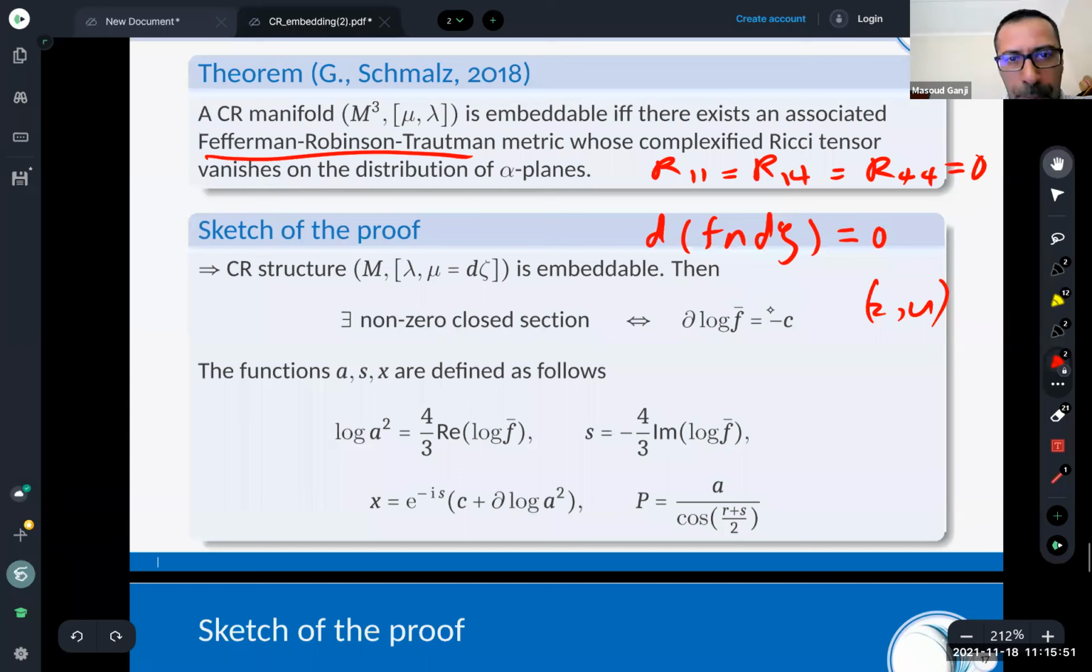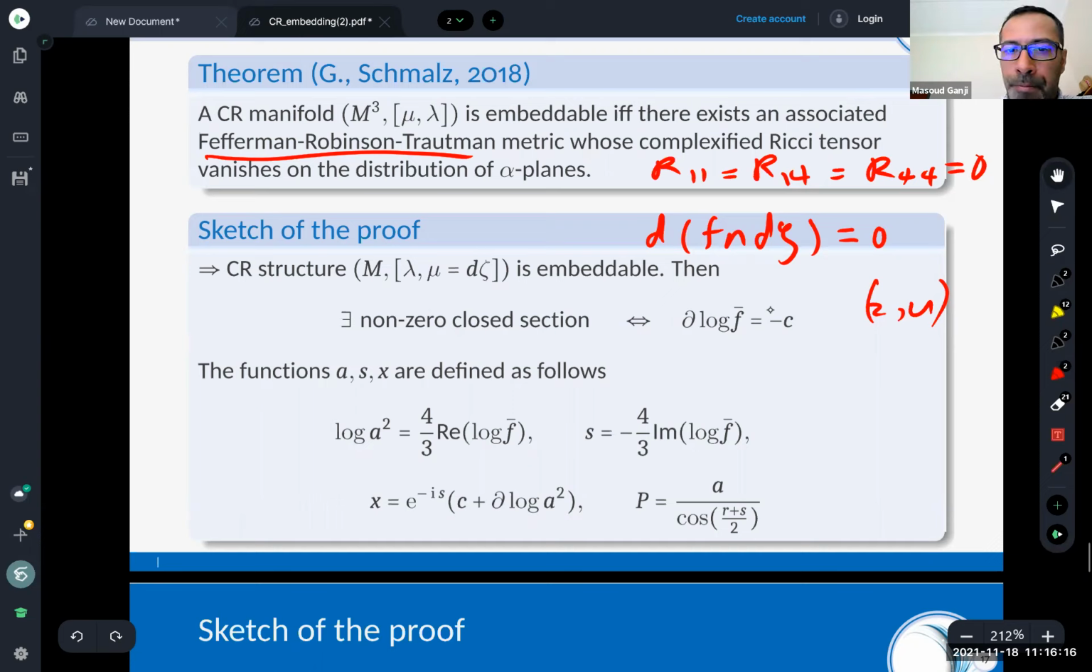So if it is embeddable, there are 2 CR functions, and a closed section exists. And then you can introduce these two functions, not two, but four functions in this way. Once you introduce these functions, and by doing some computations, you can show that the Ricci curvature vanishes on the alpha planes. One side is this way.